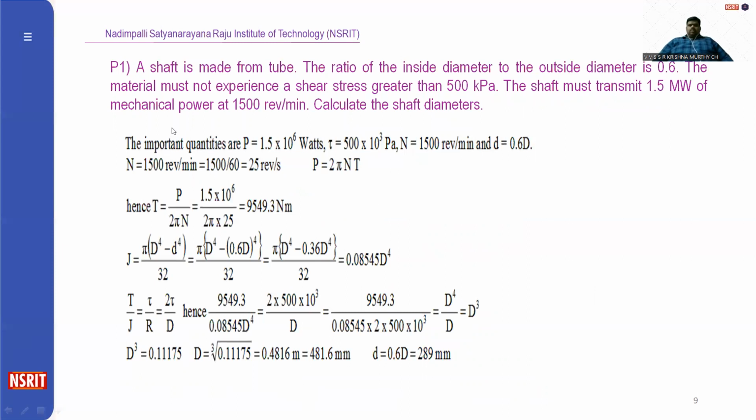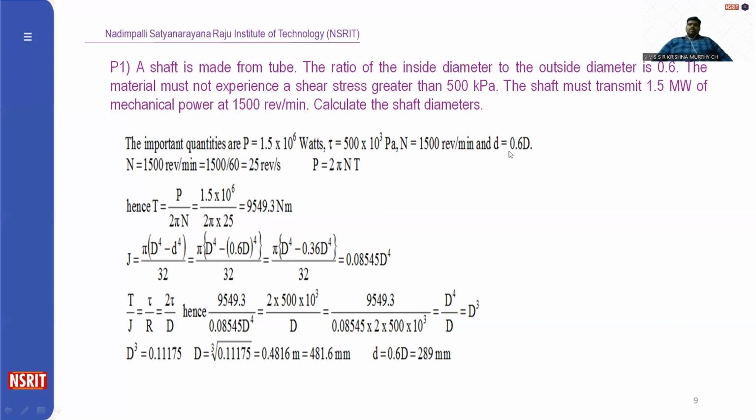So now let us solve one problem. A shaft is made from a tube. The ratio of inner and outer diameters is 0.6. The material does not experience shear stress greater than 500 kilopascals. The shaft must transmit 1.5 megawatts of power at 1500 revolutions per minute. Calculate the shaft diameter. Since it is a hollow shaft, we should find the outer and inner diameter. The power is given as 1.5 × 10⁶ watts, the shear stress as 500 × 10³ pascals, the speed as 1500 RPM, and the inner diameter d is 0.6 times the outer diameter D.